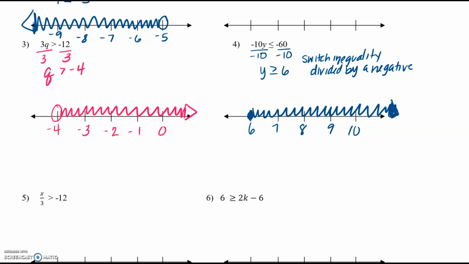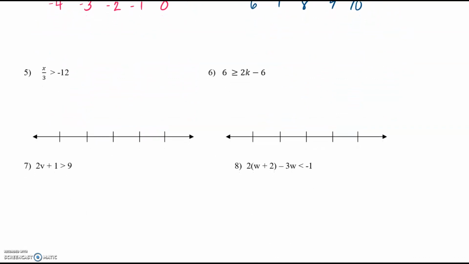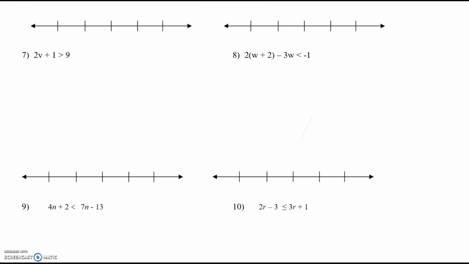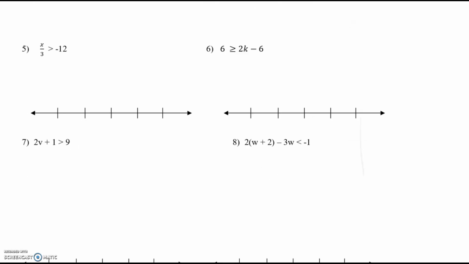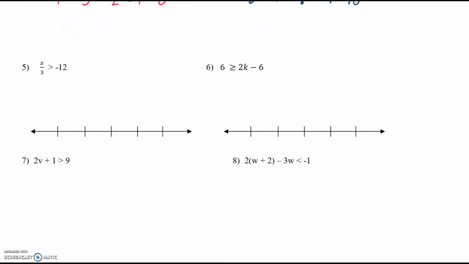Okay. Let's look at another couple of these, and then the ones we don't do, I'm going to have you just look at them on your own. Let's do number, what do we have left here? Let's do number 5. X over 3 is greater than negative 12.